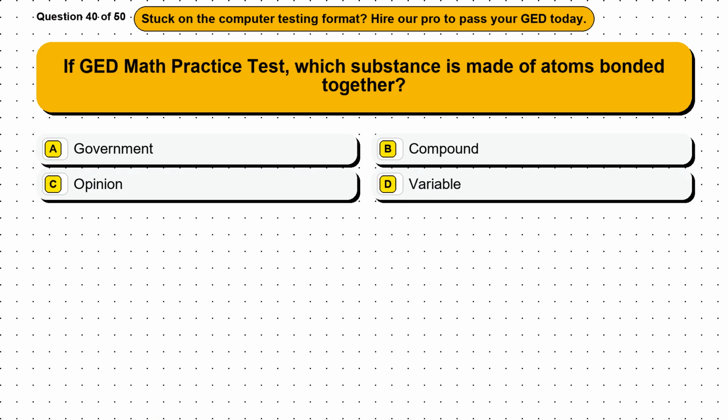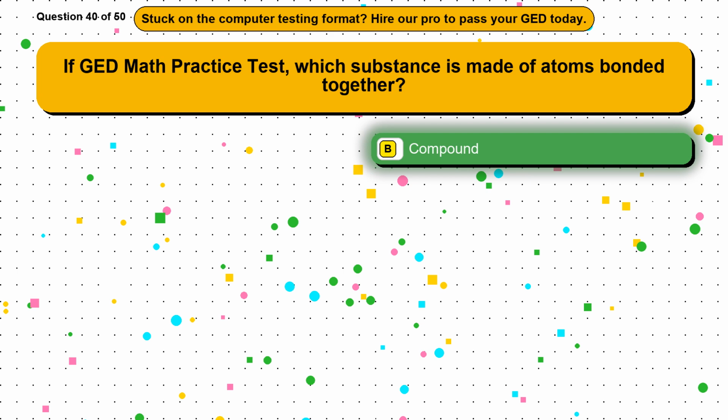Question 40. If GED Math Practice Test, which substance is made of atoms bonded together? Option A, government. Option B, compound. Option C, opinion. Option D, variable. The correct answer is option B.